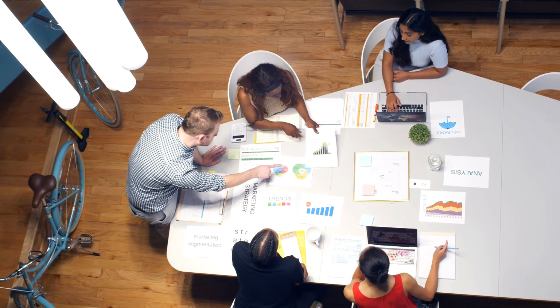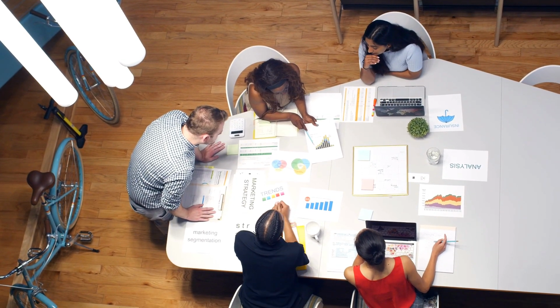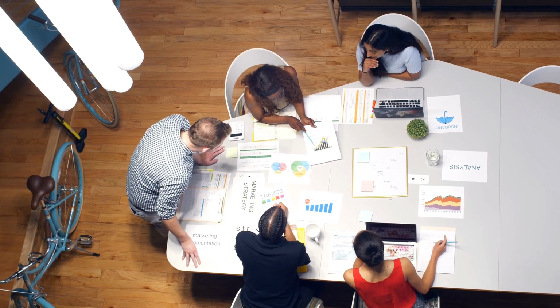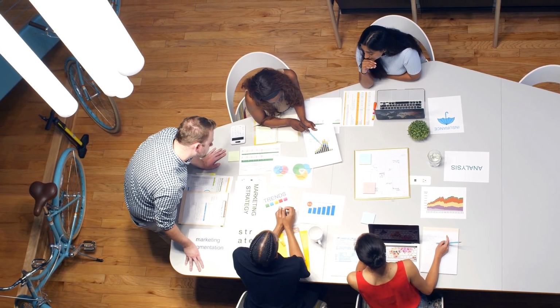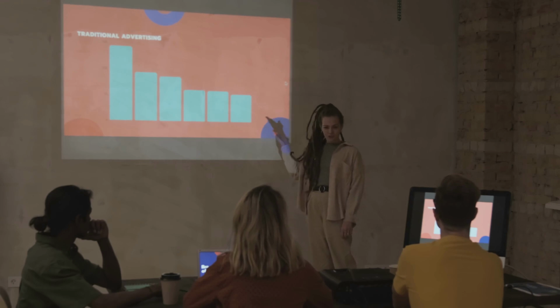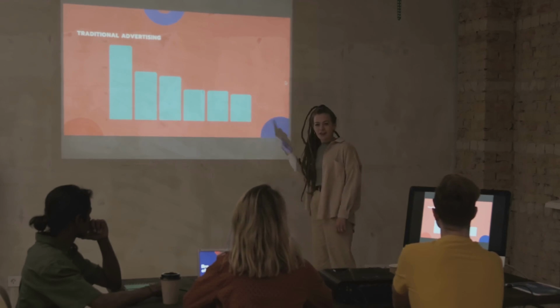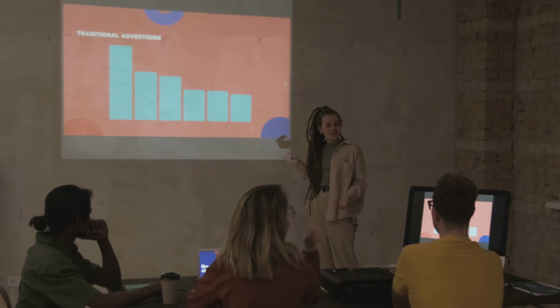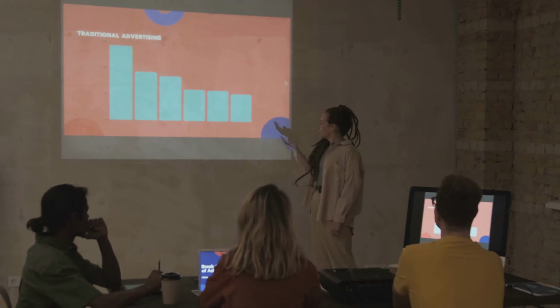Calls to action or CTAs are vital. Test different wording, colors, and placements to find out what gets the most clicks. Finally, try different times and days for sending your emails. Discover when your audience is most likely to open them.